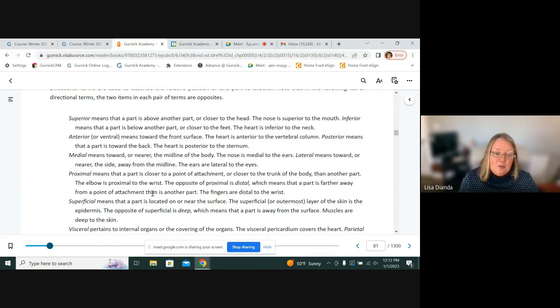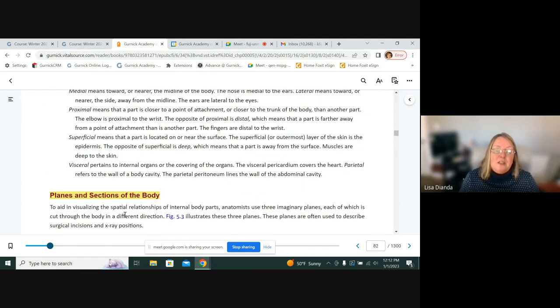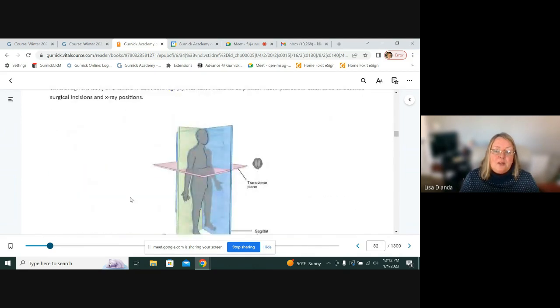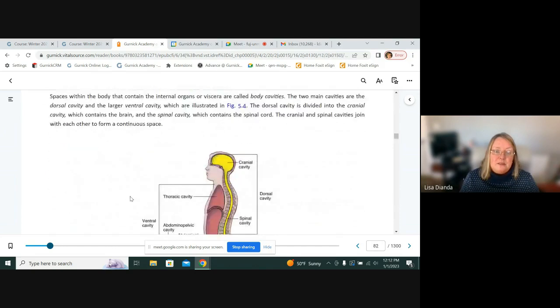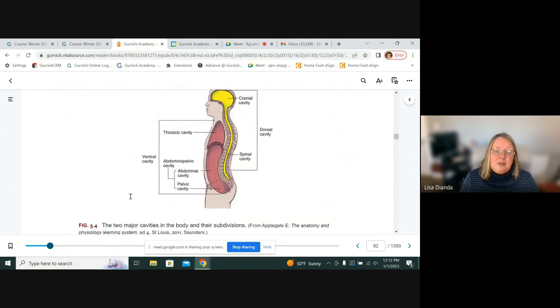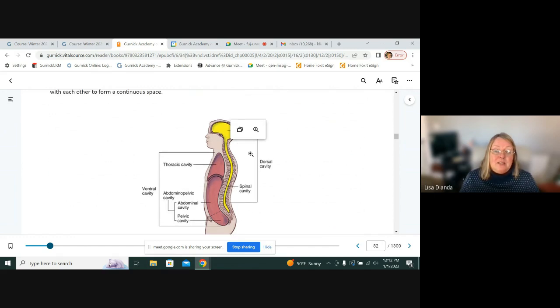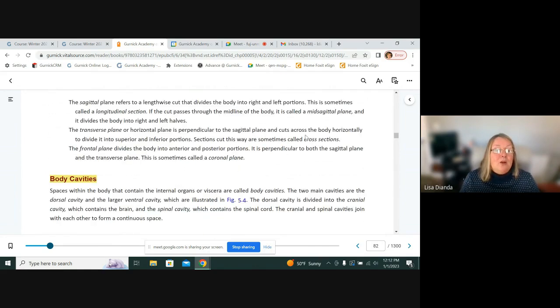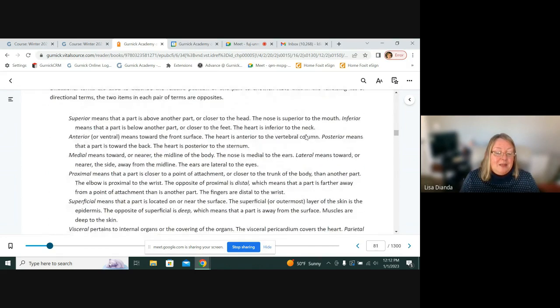We'll keep going. Proximal, superficial, visceral. I want to go to the diagram that shows you these things. But here's an example, right? We can see the thoracic cavity is anterior to the spinal cavity, right? And the cranial cavity is superior to the thoracic cavity. So play around with these terms as you practice them. Look at the examples that are given, but then go on and create more examples for yourself so you could speak this.